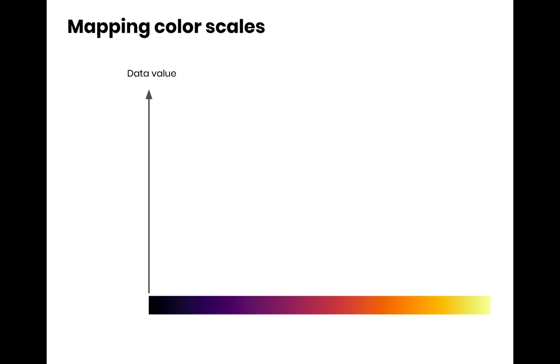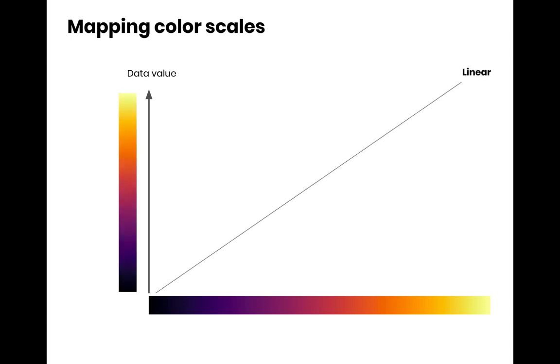Now this brings us to the real problem with color scales, whether these are in fact diverging or sequential: how do we map our color scale to our data values? Because the simple case would just be a linear interpolation. Any step in our data value, we go one step up on our color scale.